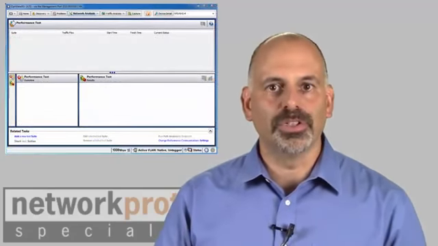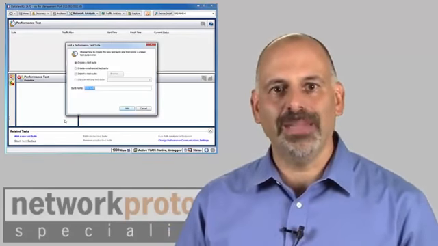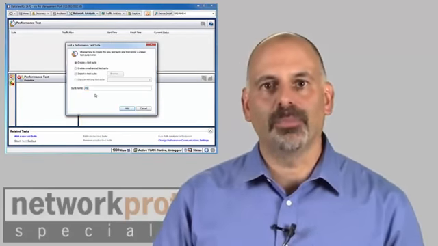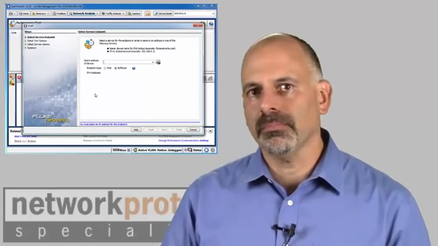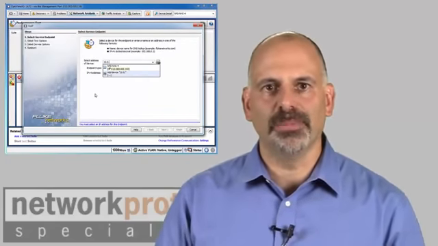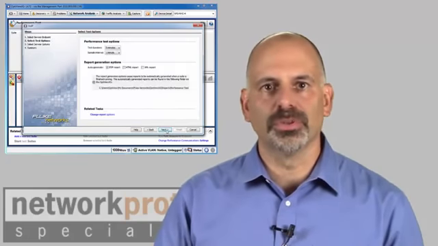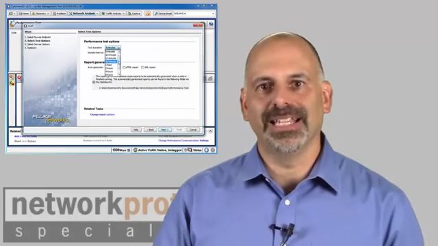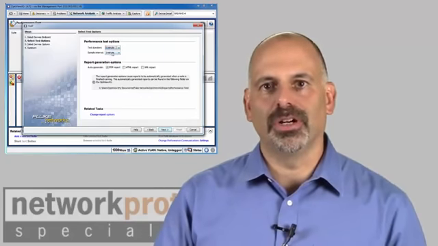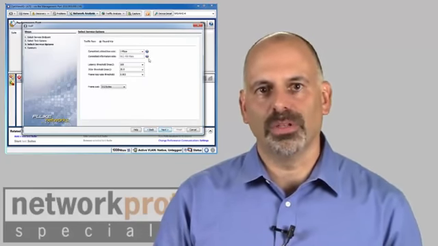The second approach is to use the performance test to emulate application traffic prior to deployment. A good example of this is voice over IP. When deploying VoIP, I need to ensure the quality of service rules are working properly and that latency, packet loss, and jitter are not going to degrade voice quality.